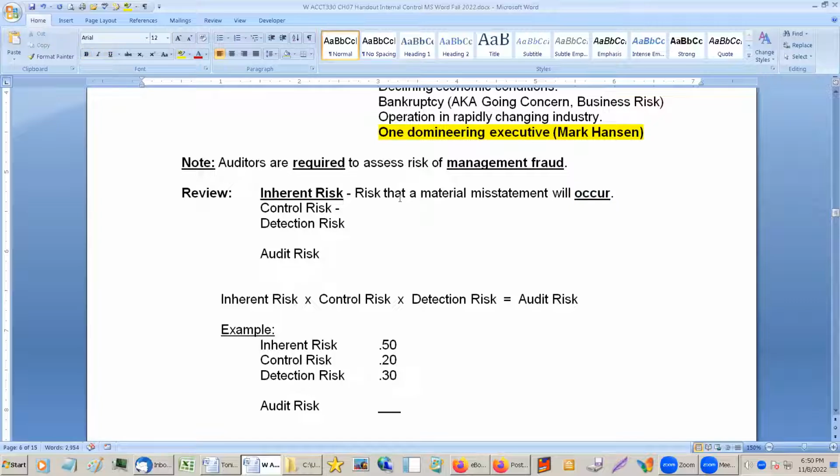Control risk is that the client's internal controls... I want to say controls.